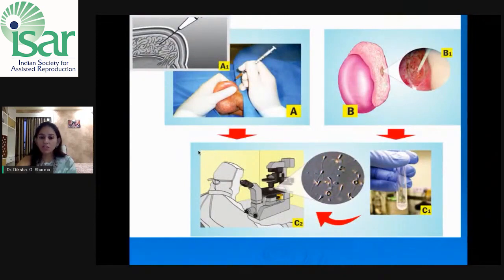So these are the pictures which show the Veris procedure. This is a picture which shows the epididymal sperm aspiration.